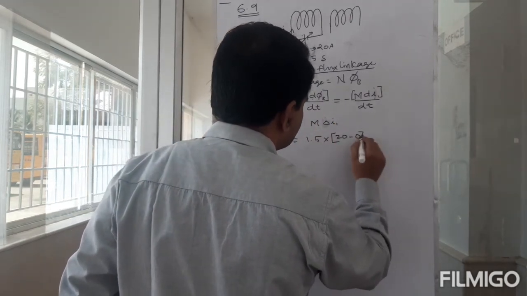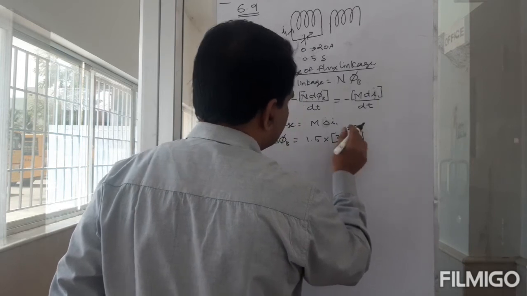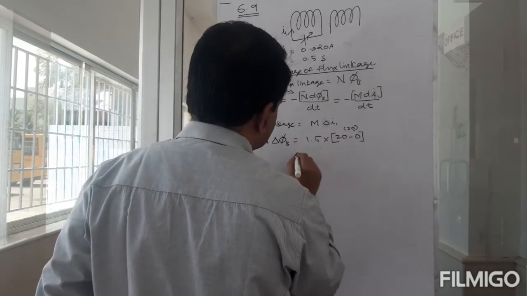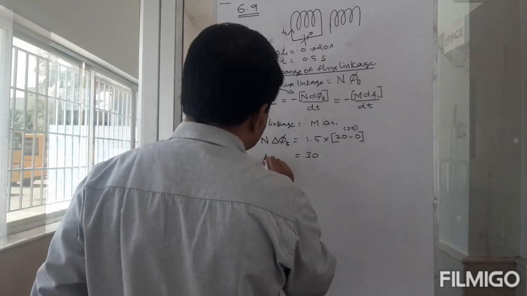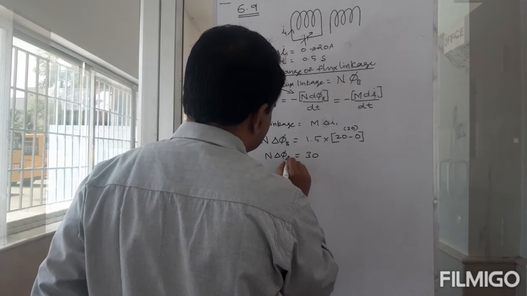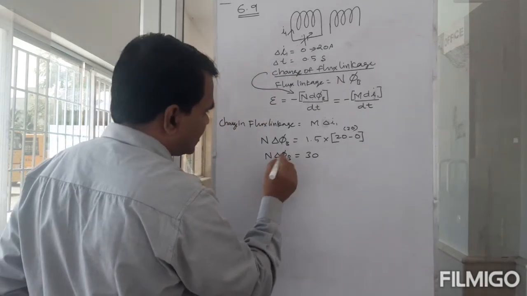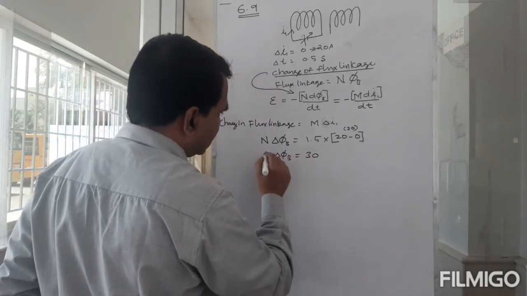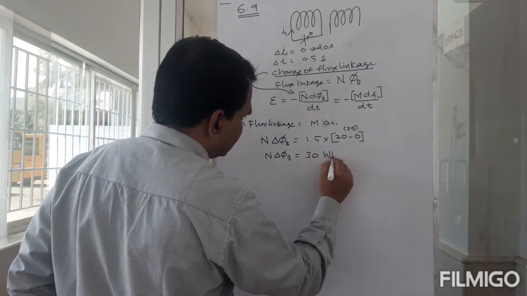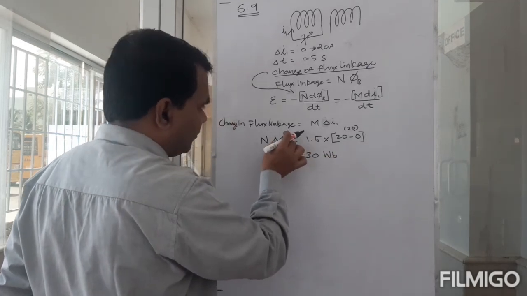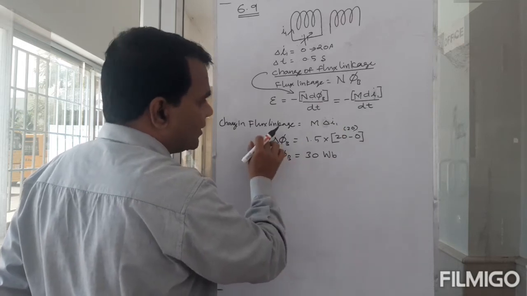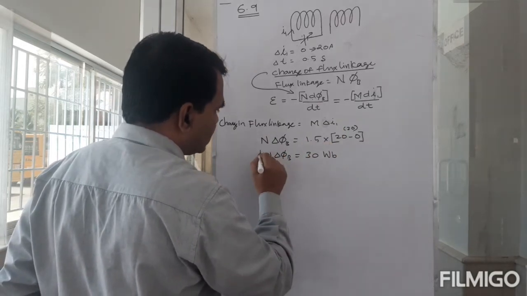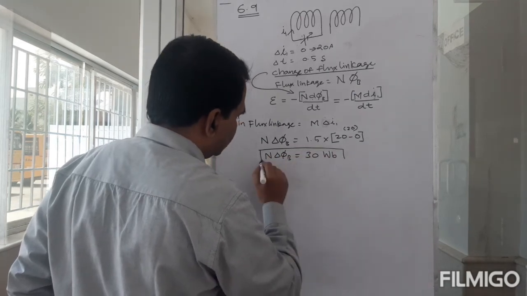And I'm going to get 20, right? So 20 into 1.5 will be 30. So N delta phi b, which is the flux linkage, is 30 Webers. Delta phi b will be in Webers, and N is simply a number of turns, so the unit is also Webers.